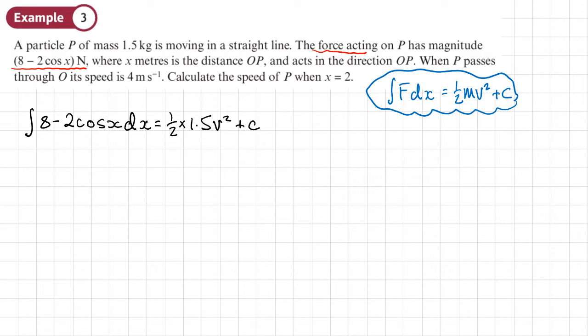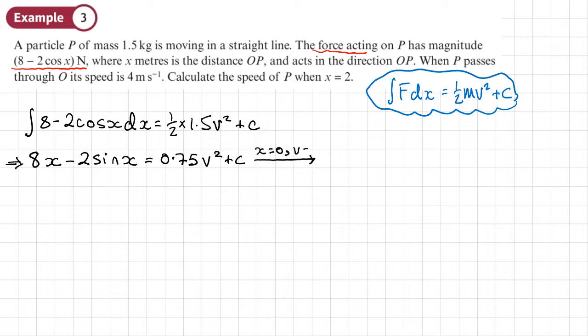So now we'll do the integration. So I'll have 8x, and then cos integrated becomes sine, so it would be minus 2 sine x is equal to a half times 1.5. That's 0.75 v squared plus c. You want to work out c. Scan the question. Is there anything? Here we go. When P passes through the origin, its speed is 4. So when x is 0, v is 4. So we'll substitute those in.